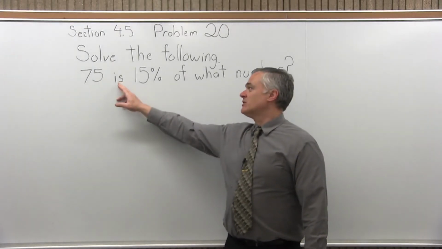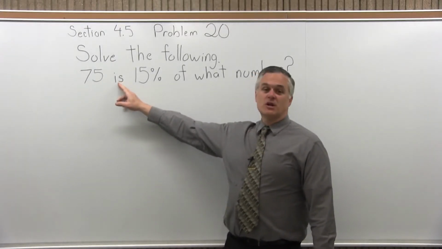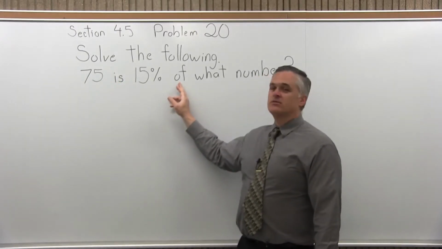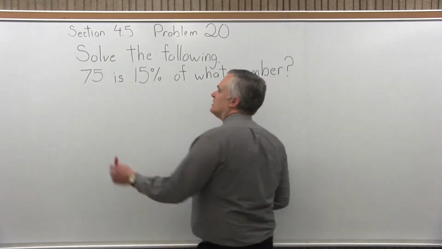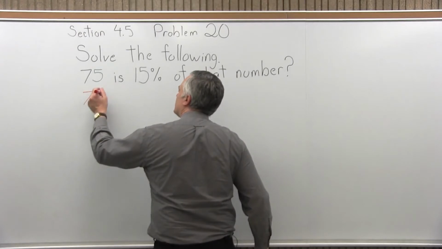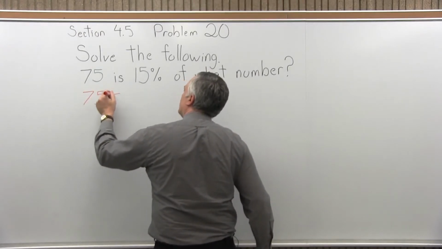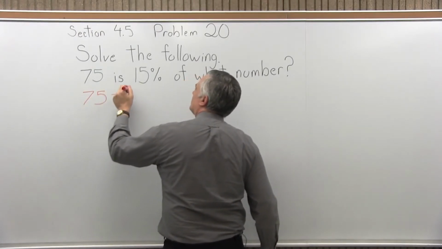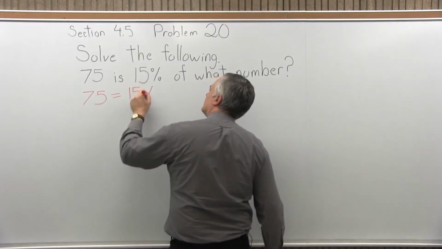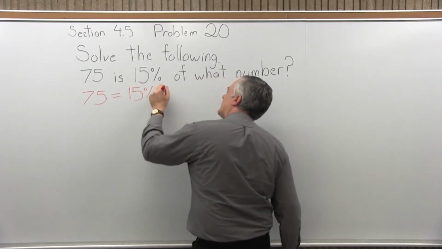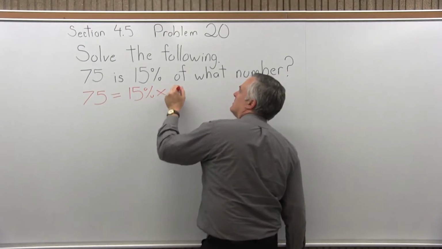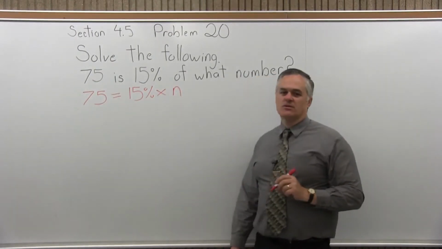So to make the equation, there are a few key words. Is will become equals. The other key word, of, will become multiply. So 75 is becomes 75 equals 15% of becomes times what number? It's just n. It's an unknown.